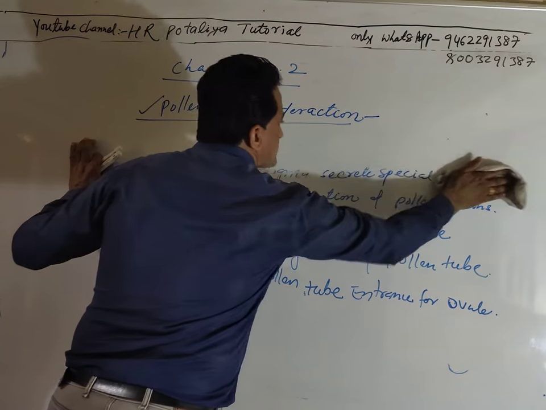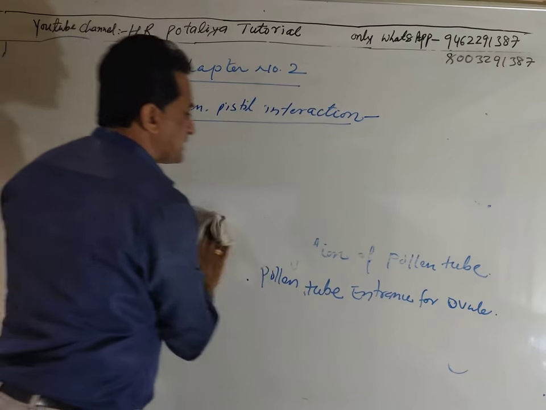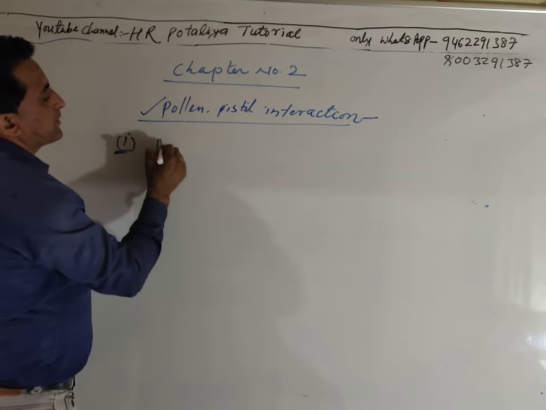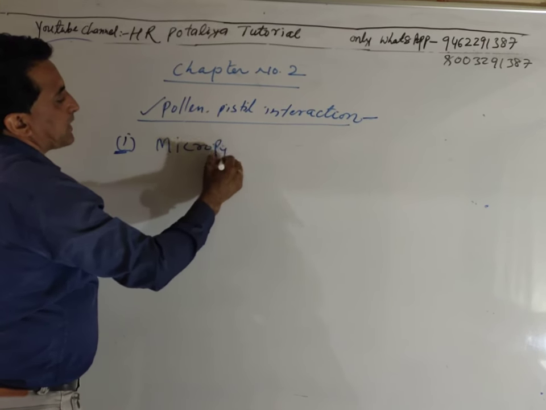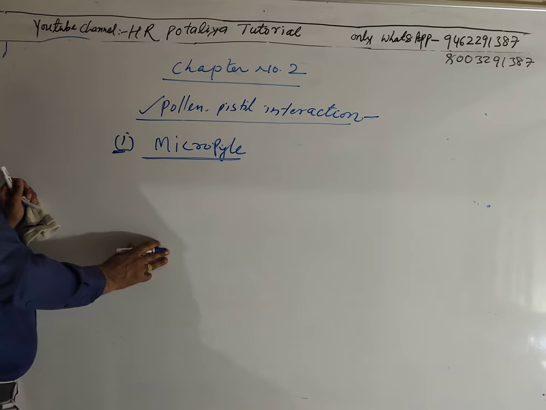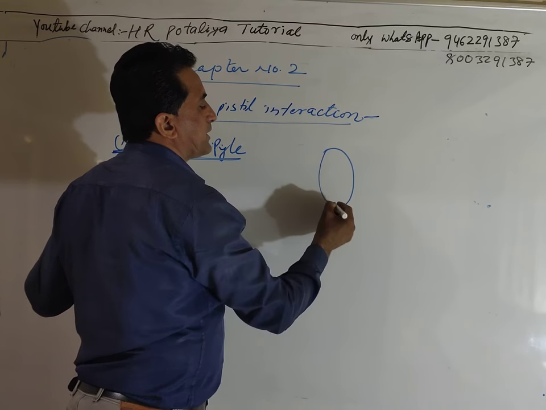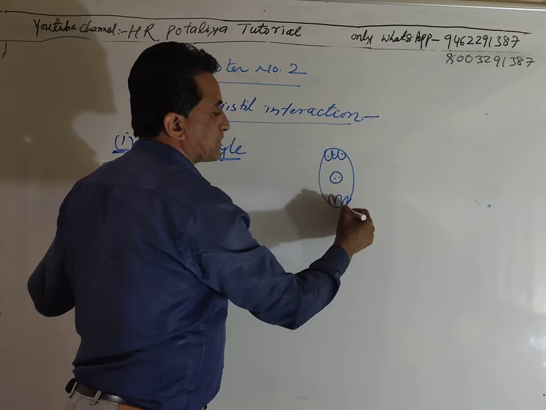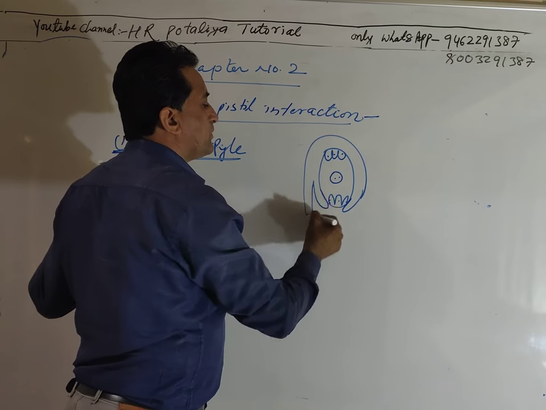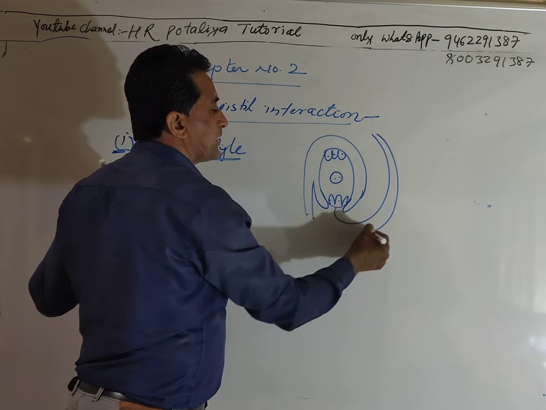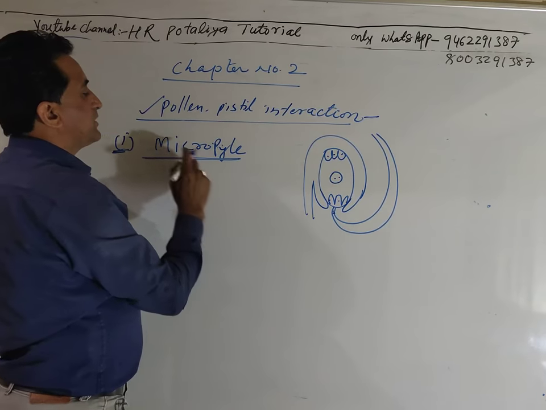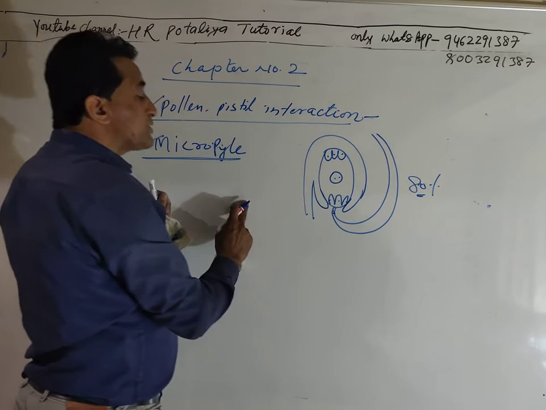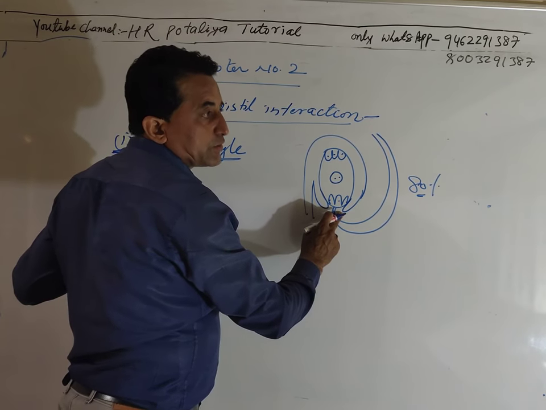Case number 1. There are 3 major entrance paths. Number 1, the pollen tube can enter at the part of the micropyle, and in maximum plants it enters by the micropyle. There are 3 cells, and the remaining part has a special structure, the integuments. So the pollen tube can enter by the micropyle region, and in nearly 80% of angiosperm plants, the pollen tube enters from the micropyle end.